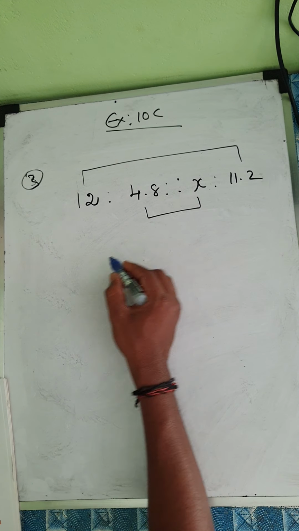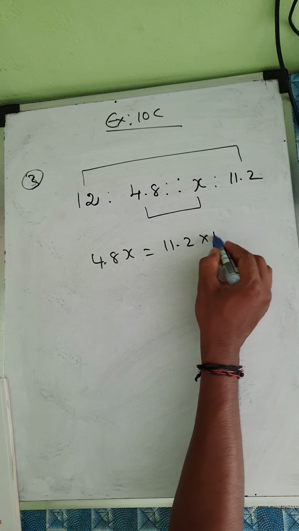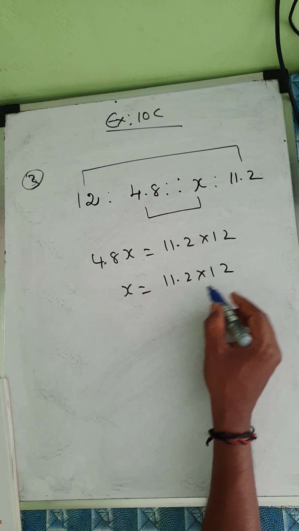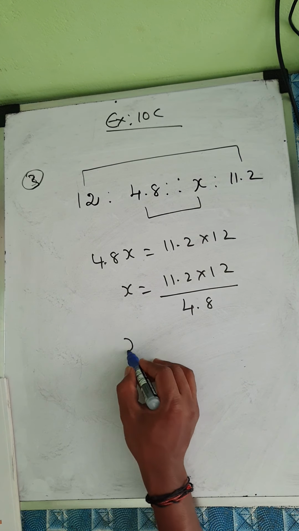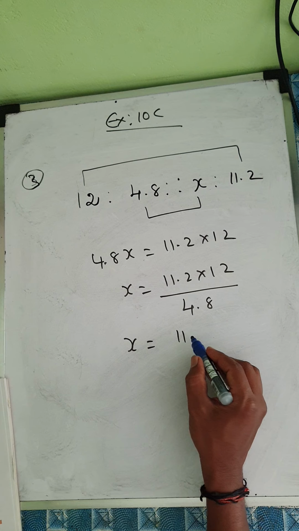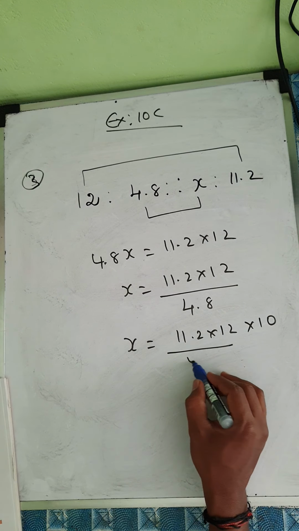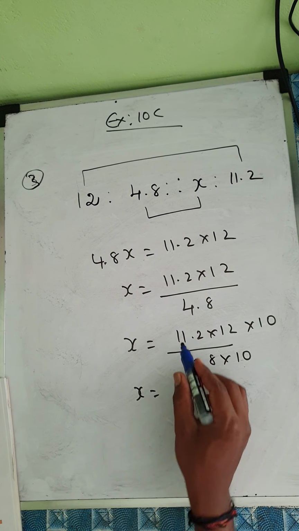So we'll just do the same thing, product of extremes, product of means. So write first this one here: 4.8 into x equal to 11.2 into 12. So x equal to 11.2 into 12 by 4.8. Okay, so multiply by 10 here and multiply by 10 there. Multiplying by 10 is to cancel the point.